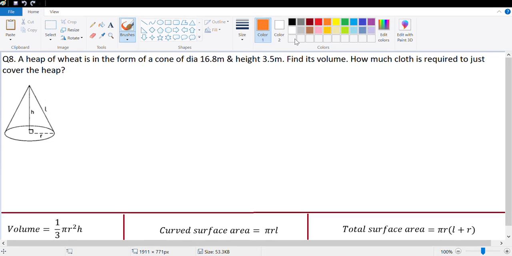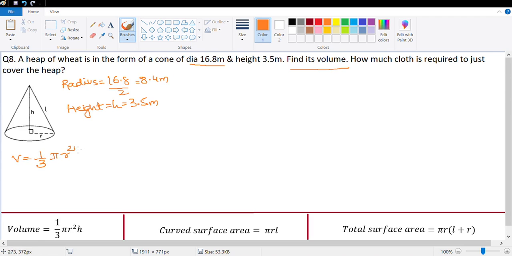Question number 8 says a heap of wheat is in the form of a cone of diameter 16.8. So radius is given equal to 16.8 upon 2, which is 8.4 meter. Height is given equal to 3.5 meter. Next, find the volume. So volume we know is equal to 1 by 3 pi r square h. Let's substitute values. When I substitute values, what I get is 1 by 3 into pi, which is 22 upon 7, into r, which is 8.4 into 8.4 into h, which is 3.5.